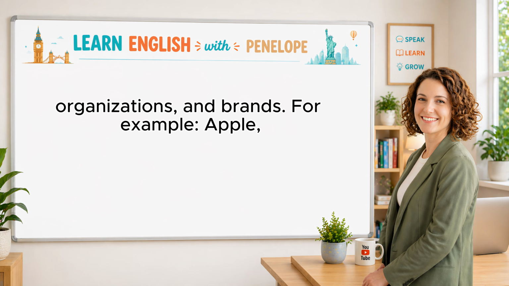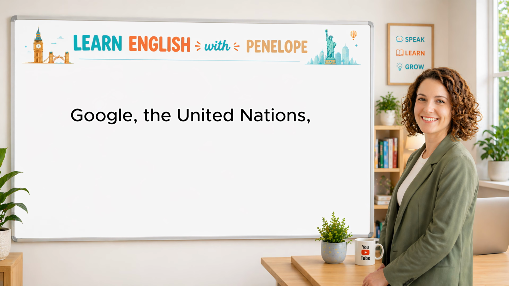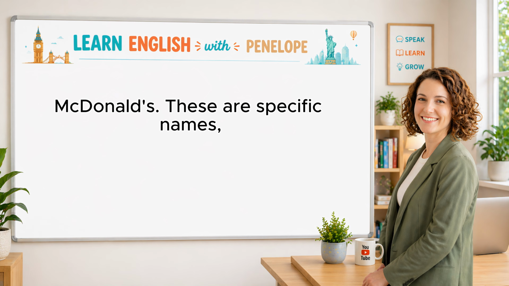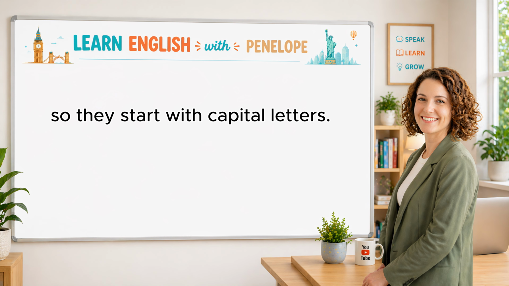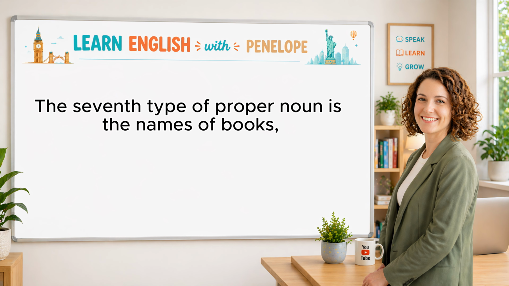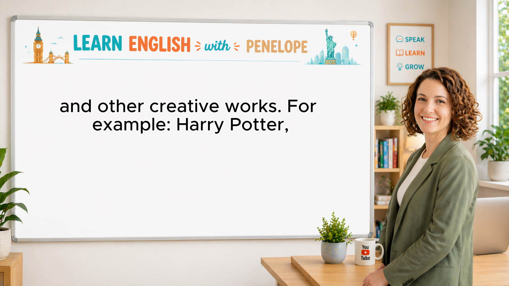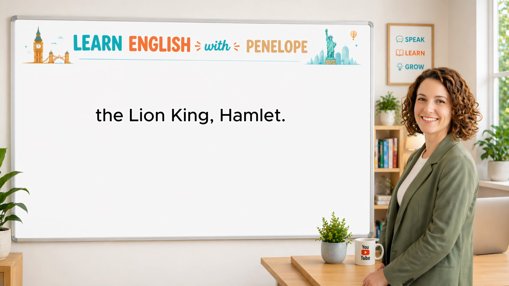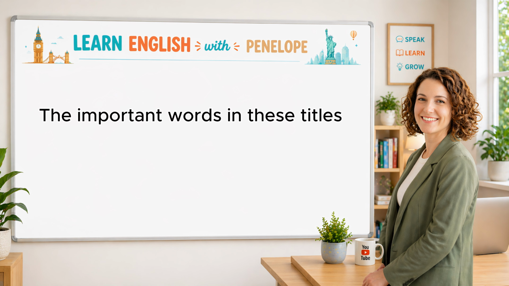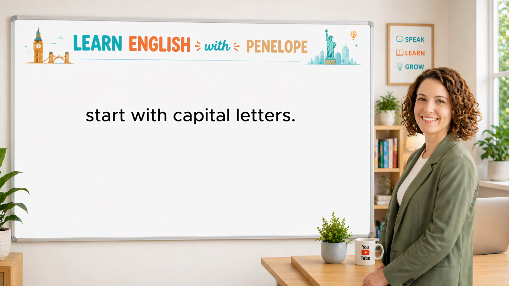For example, Apple, Google, the United Nations, McDonald's. These are specific names, so they start with capital letters. The seventh type of proper noun is the names of books, films, songs, and other creative works. For example, Harry Potter, The Lion King, Hamlet. The important words in these titles start with capital letters.